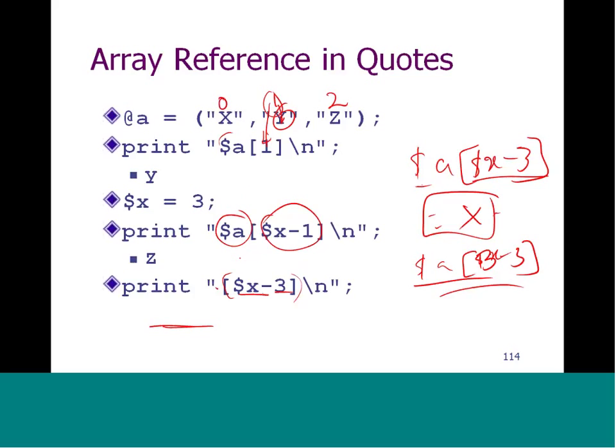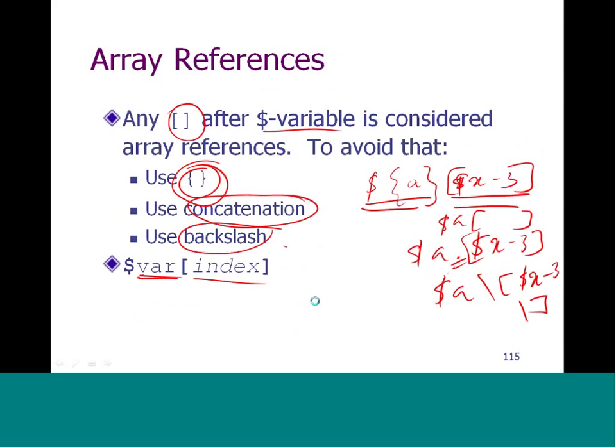And then the other thing that we also noticed was when we do this kind of thing, just the square brackets without any array specification in the front, it literally prints out everything. So it prints out the square brackets, it prints out $x, which is actually 3, and then it also prints out this minus sign, so 3 minus 3. So this entire thing is getting printed out. So that leads to an interesting conversation.